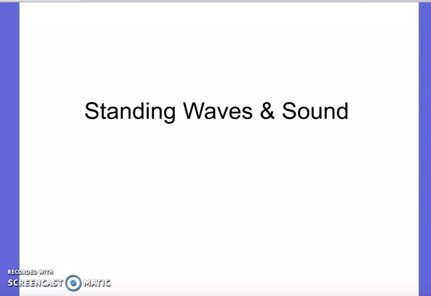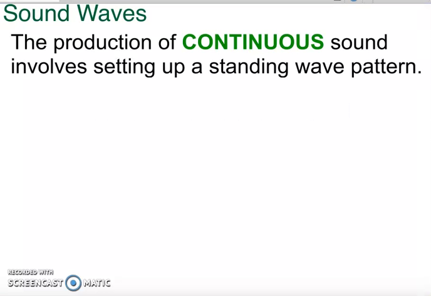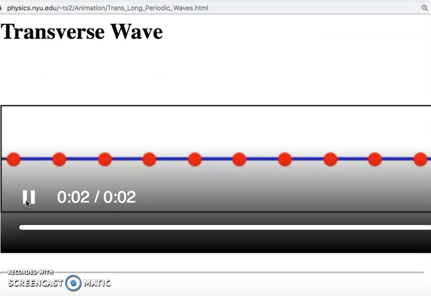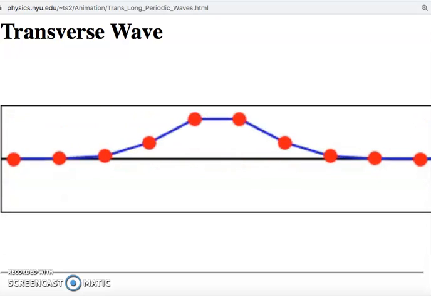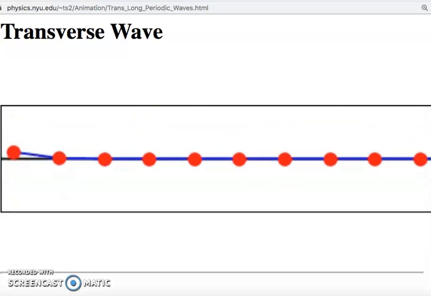This video is a quick overview of how standing waves are generated and some information about sound waves. If we want to produce a continuous sound, then we're going to need to set up something called a standing wave pattern. Last week we looked at traveling waves, or wave pulses, moving along a medium.